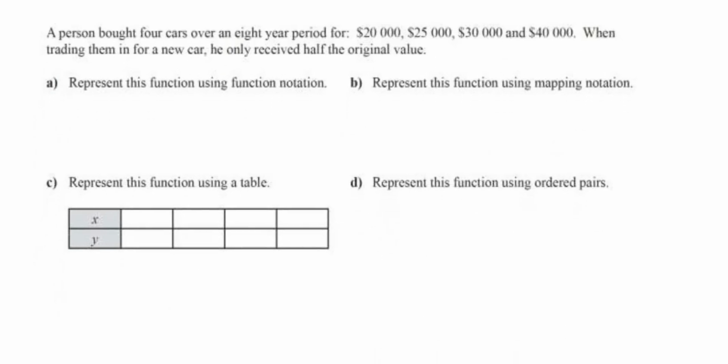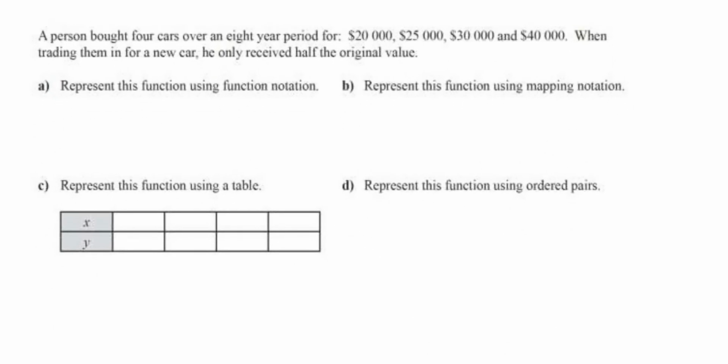And finally, let's do question number 16 here. So for question number 16, a person bought 4 cars over an 8-year period, and this person paid $20,000, $25,000, $30,000, and $40,000 for his cars. And then when he was trading them in for a new car, he only received half the original amount. Okay, so there's a few questions associated with this. I'm going to start off with part B. I think part B is a little bit easier.